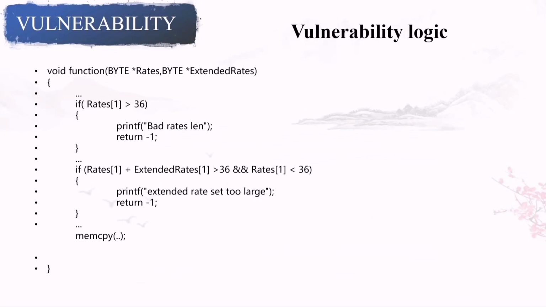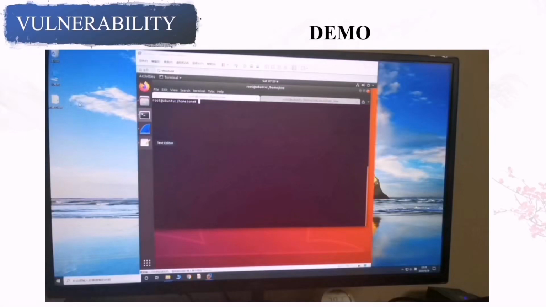Pseudocode is used here to show the logic of this vulnerability. This function parses the supported rates IE and extended supported rates IE, and then copies all supported rates to the global variable. We can see the length check can be bypassed. The first if statement determines whether the length of the supported rates IE exceeds 36. If we set it to 36, it can bypass the first and the second if condition. And then we can set the extended supported rates beyond the normal range, which would trigger a buffer overflow later.